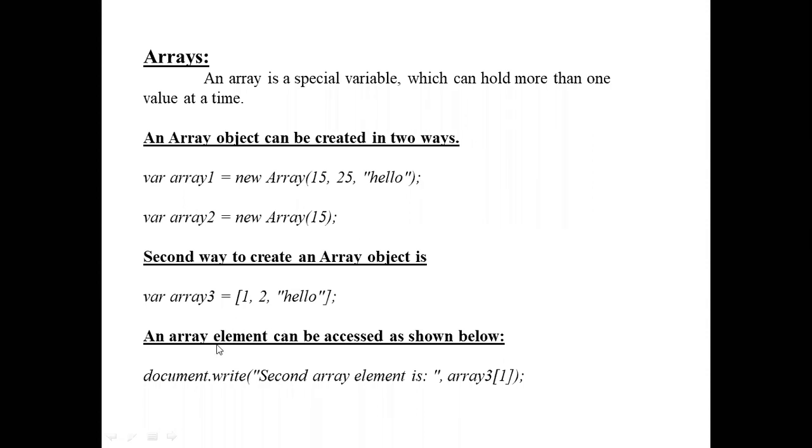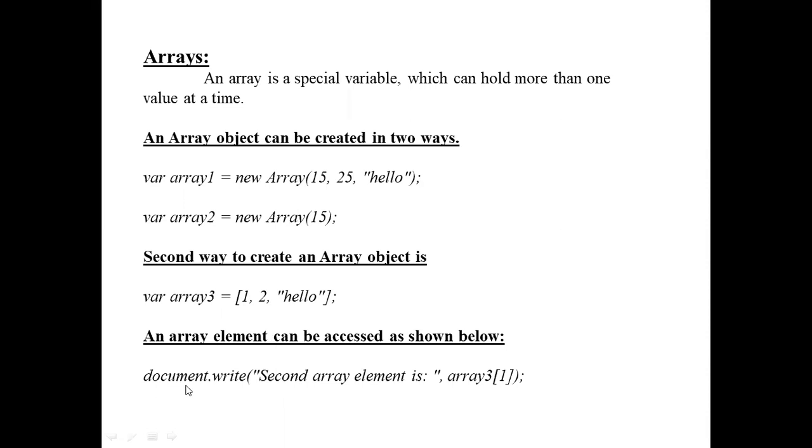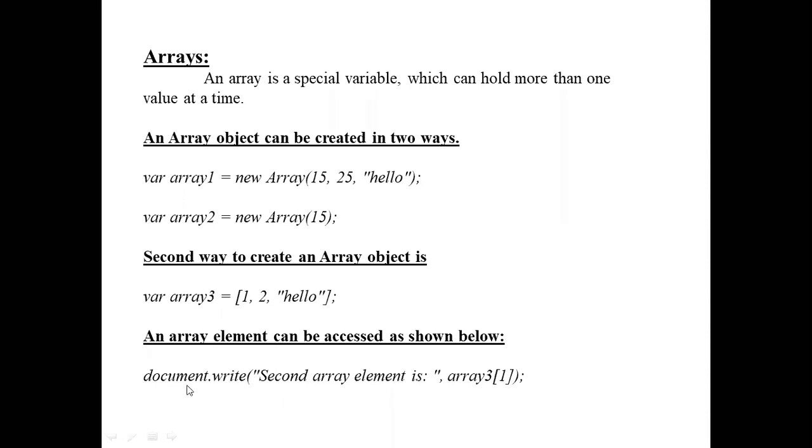Next, an array element can be accessed as shown below. Here document.write, second array element is array3[1]. The second element means index 1, because in an array indexing starts from 0. The first element index is 0, the second element index is 1, the third element index is 2, and so on.